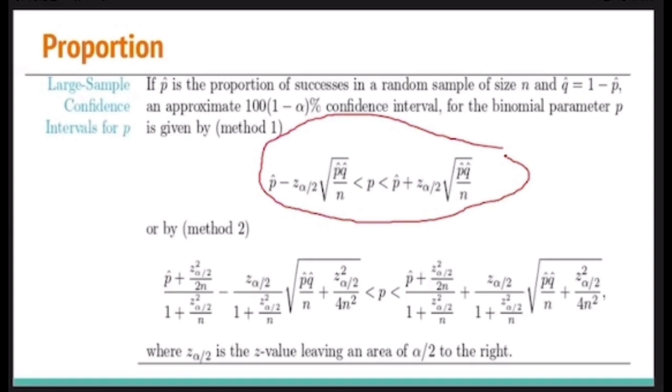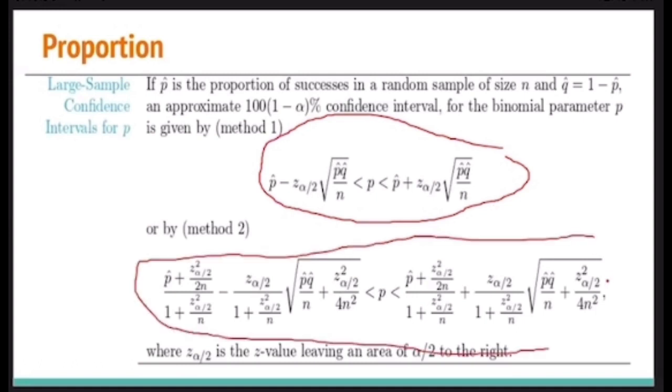Does that make sense? And this is another approach. But the second approach is going to waste your time. So I'd prefer you use this one. Does that make sense? That's going to waste your time. Okay. Now we normally focus on proportion when interest is on a certain category within a population. Okay. Now let's take a look at an example.